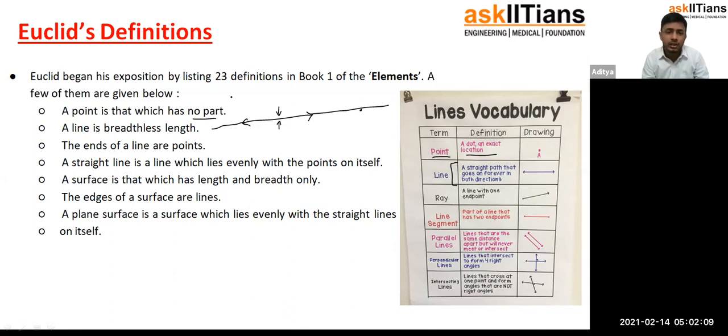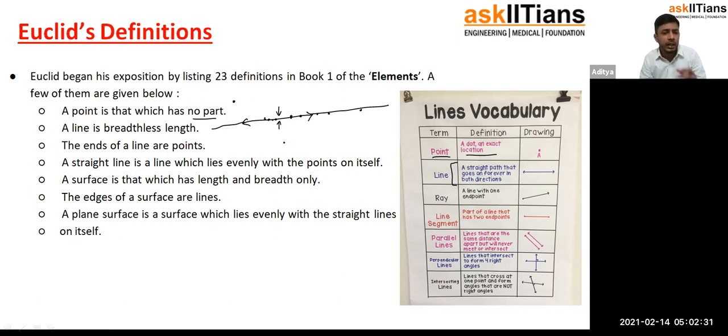Now, clearly, we can see that a line is composed of points. A line is composed of infinite points very close to each other, in fact, infinitely close to each other. We can find infinite points on a line. We can mark infinite points on a line. So this is a very basic fact that we should be aware of.